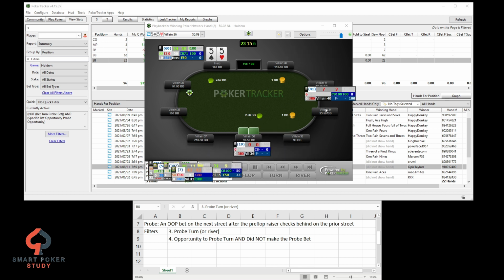Think about this for just a sec. Look at this kind of player. What do we know? 19 hands, hasn't played a single hand yet. Probably a really tight player.